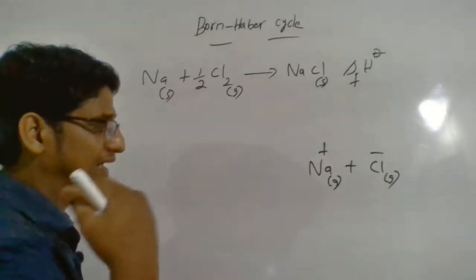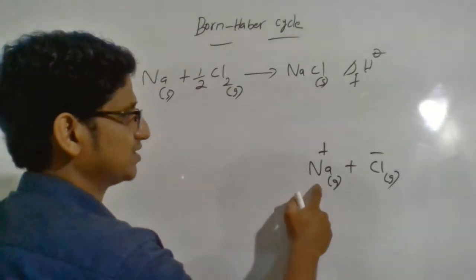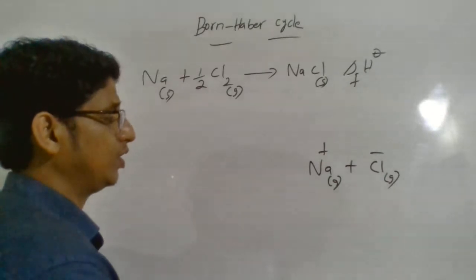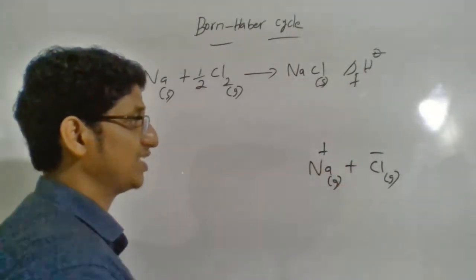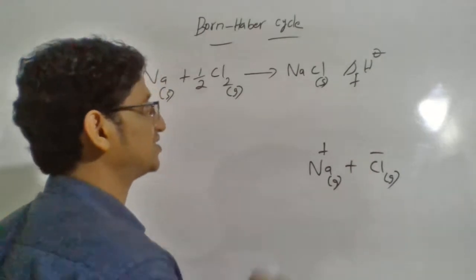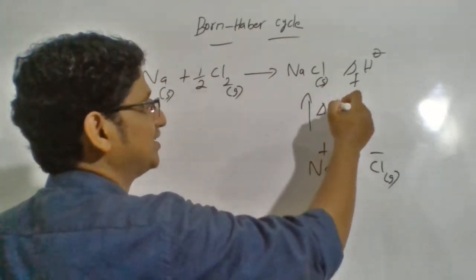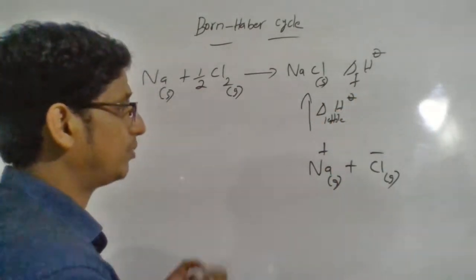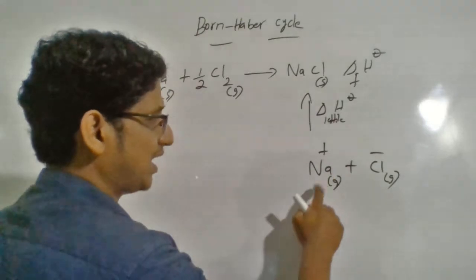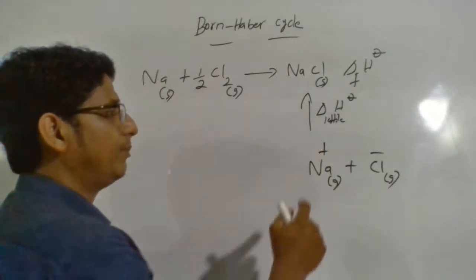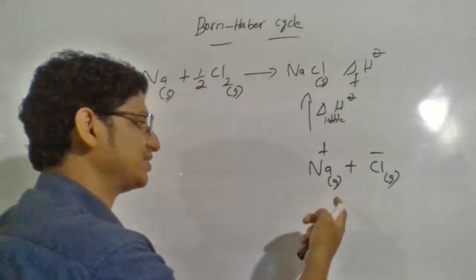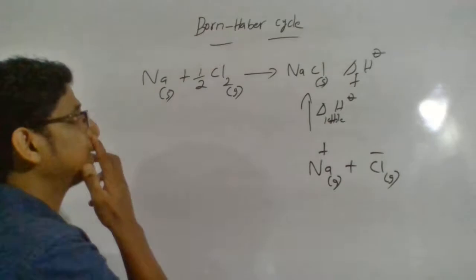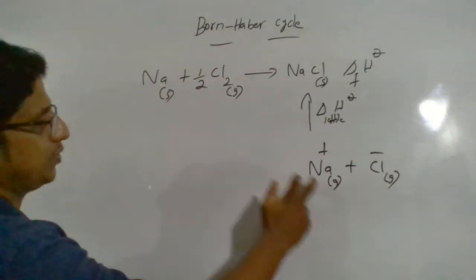Now let us think how we can reach this Na plus gas and Cl minus gas, because we know that when an ionic compound is formed from its constituent gaseous ions, we call that lattice enthalpy, delta H lattice. So this is actually talking about the formation of an ionic compound from its gaseous ions. But to reach Na plus gas and Cl minus gas, you have to go through different steps. So let us think how we can reach from Na to Na plus gas.